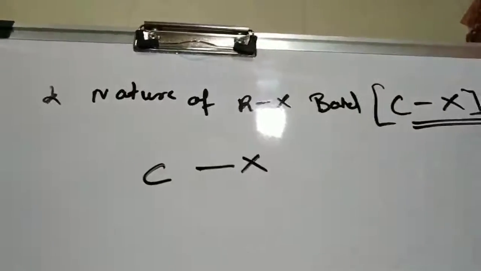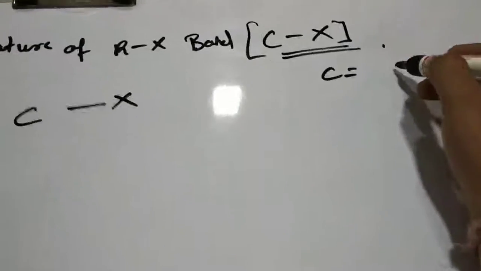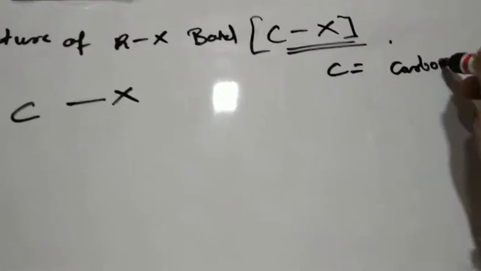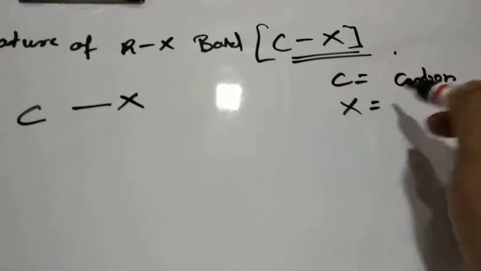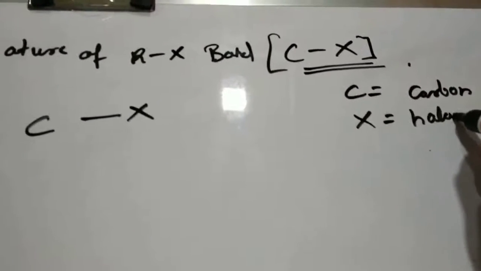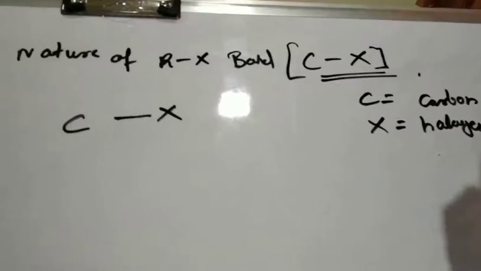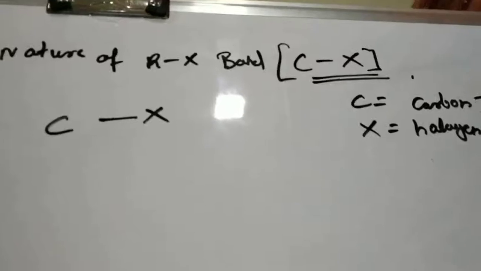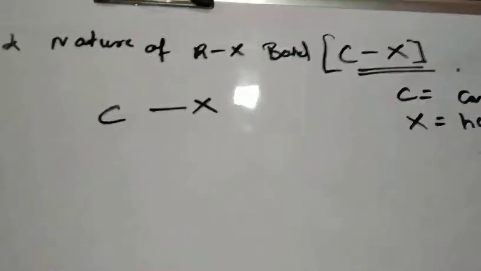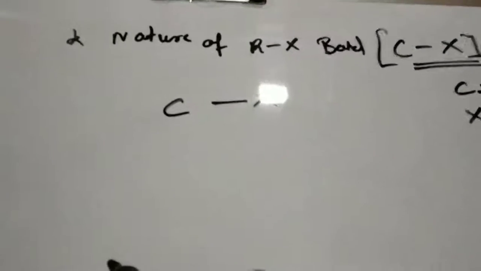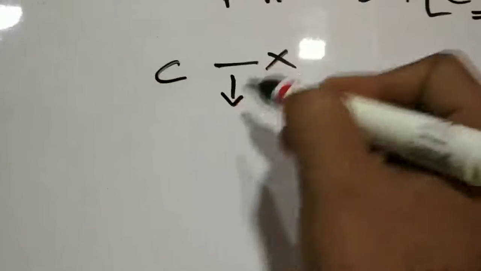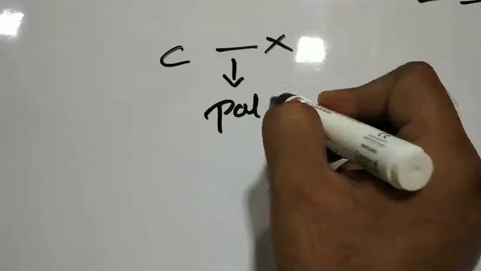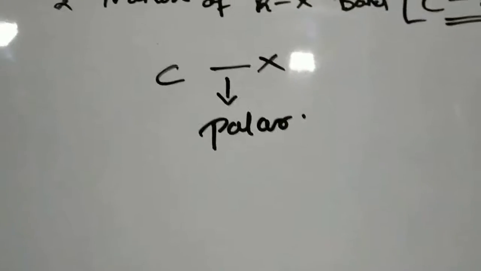You all know that C stands for carbon and X stands for halogen. Right? C stands for carbon, X stands for halogen. So we are going to see the bond between the carbon and halogen. So when we talk about the CX bond, this CX bond is a highly polar bond. Right? It is a highly polar bond.